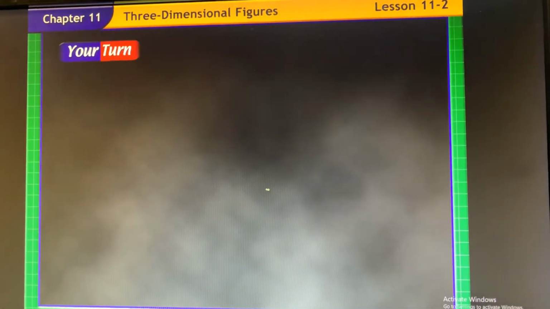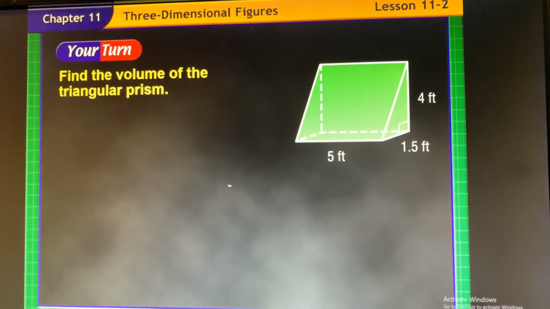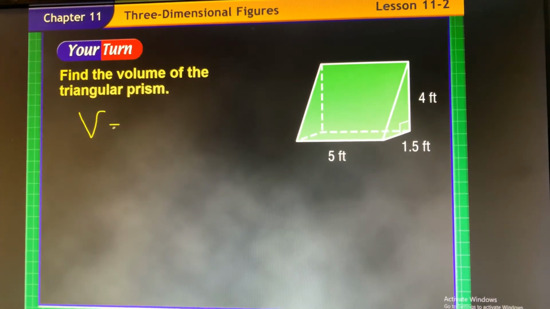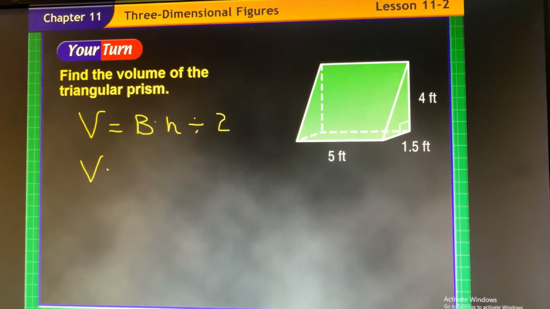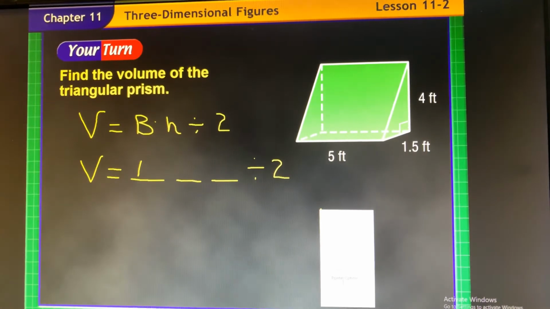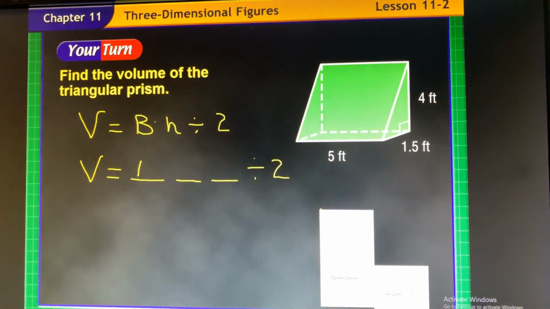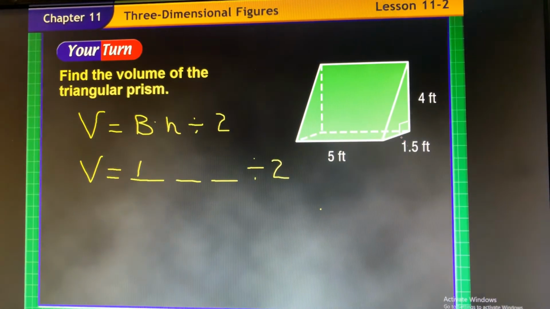Here's a triangular prism again. So I'm going to go volume is equal to area of the base times the height. It's half of the figure. So volume is equal to 3 lines, always 3 lines. It's divided by 2 because it's half of the figure. The base of the triangle, find the 90-degree angle. Find the 90-degree angle right here. You have your base and your height of the triangle.